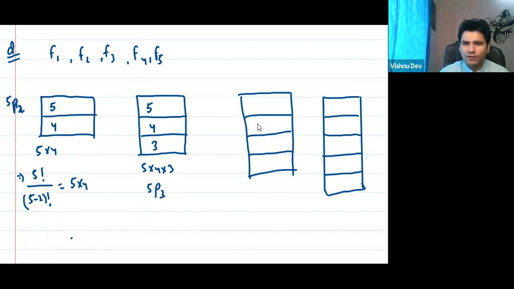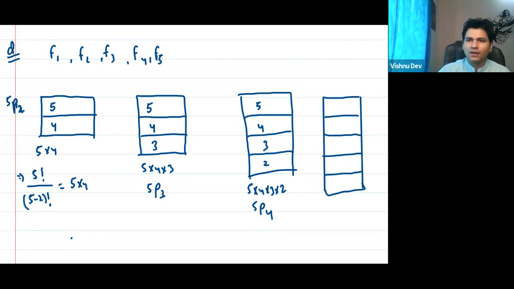5p3. In this case, it would be what? So 5, 4, 3, 2. So it is 5 into 4 into 3 into 2. Or 5p, कितने choose है? 5 में से कितने flags? 4. So 5p4. Clear है? 5p4.